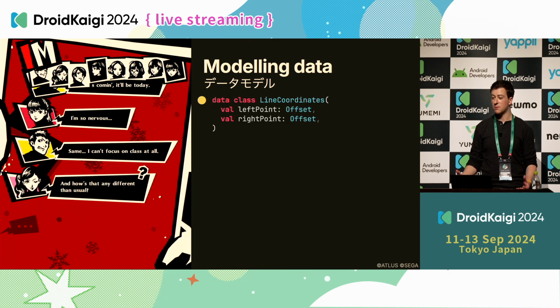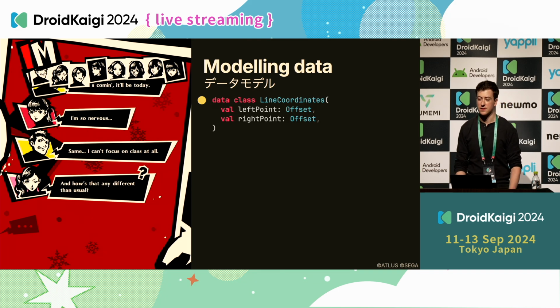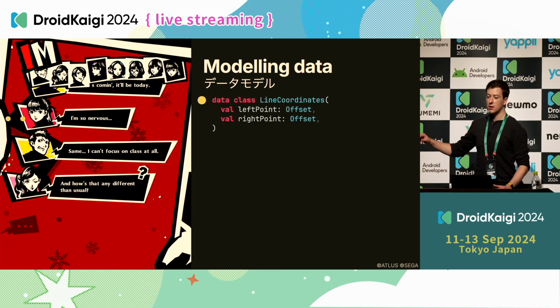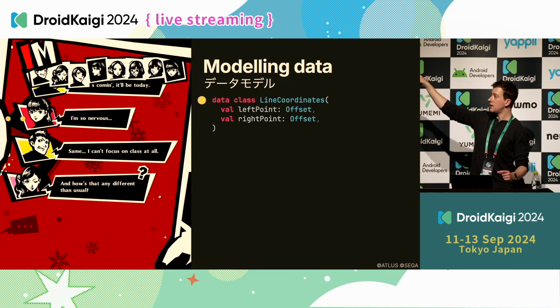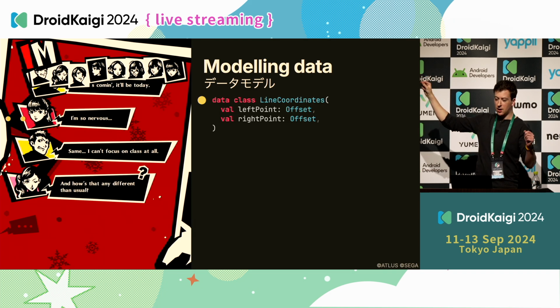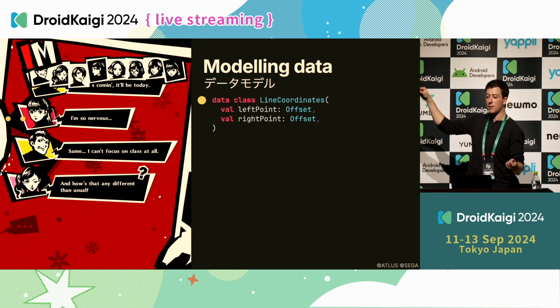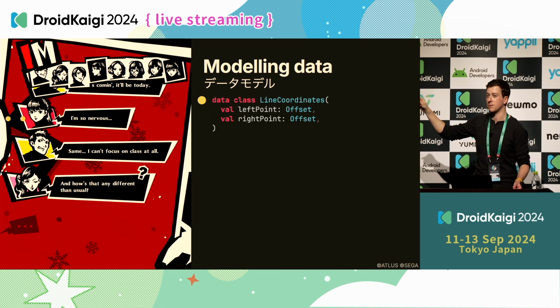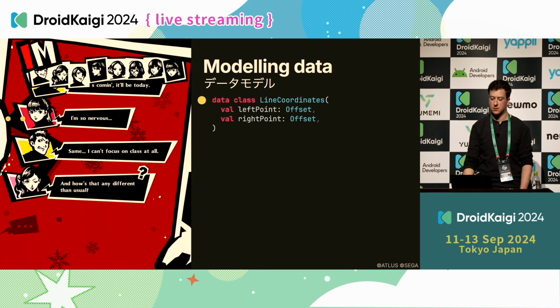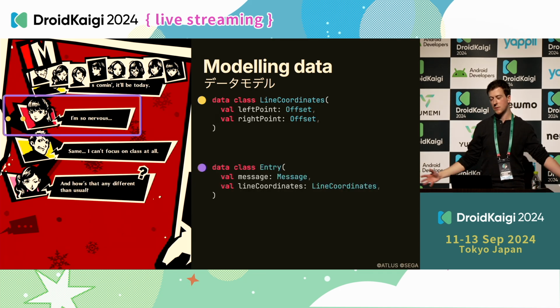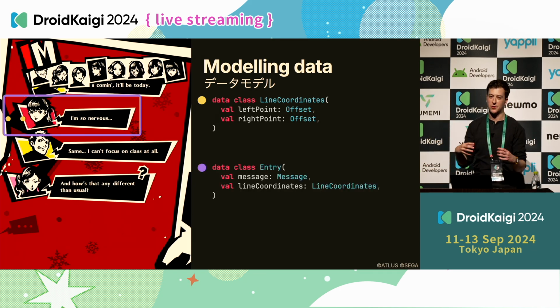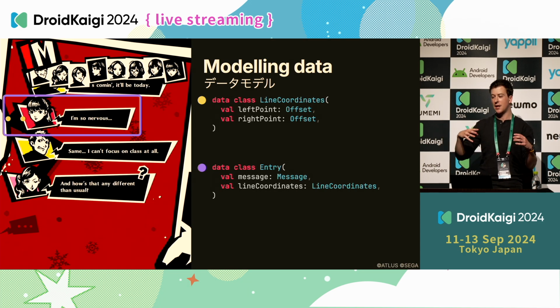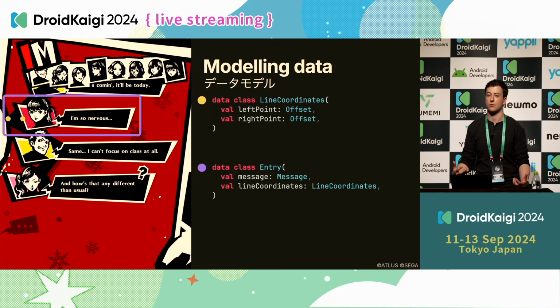We also need to store some line coordinates. And this is where things start to get tricky. By line coordinates, I'm referring to these 2 points on the side of the line here, left and right. And we're going to store these using Compose's offset type. And that's important, but I'll get to why in a second. We'll wrap all of this inside of something called entry. So this is sort of like the final aggregate of all of the different things that we're going to need to draw.